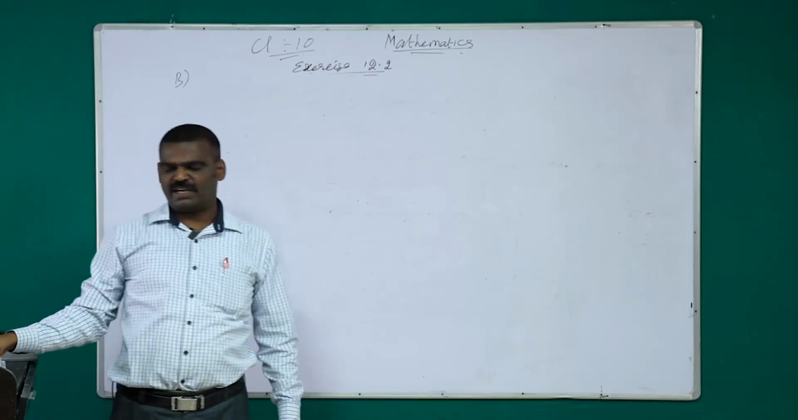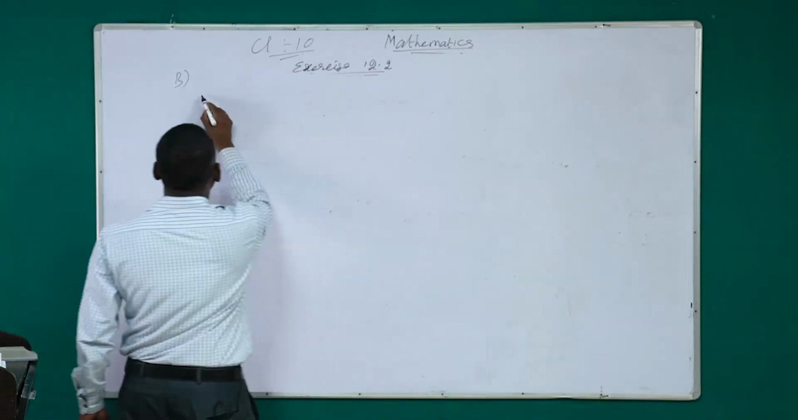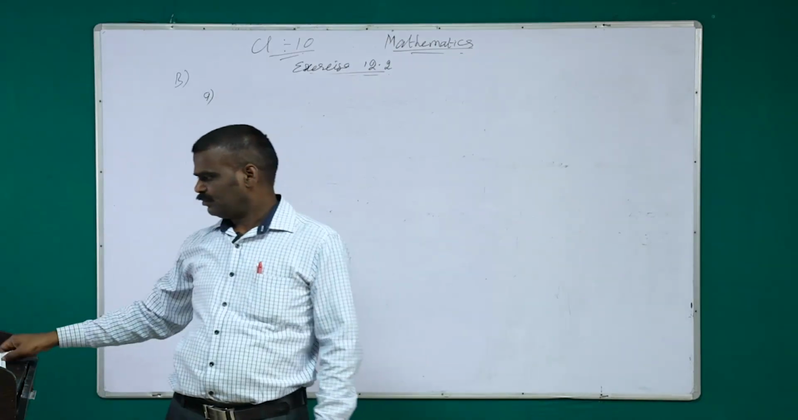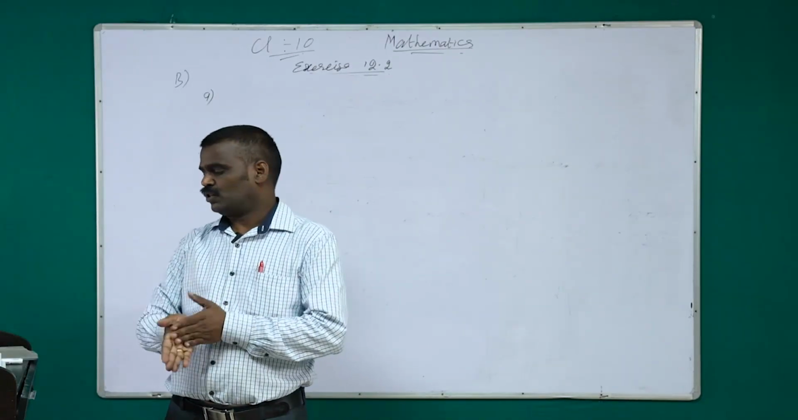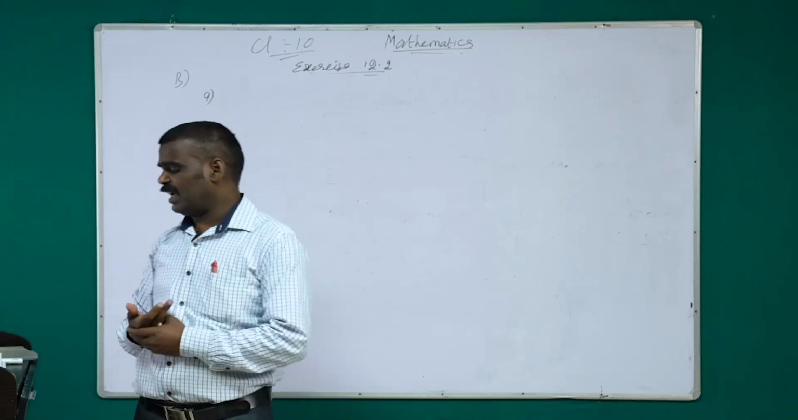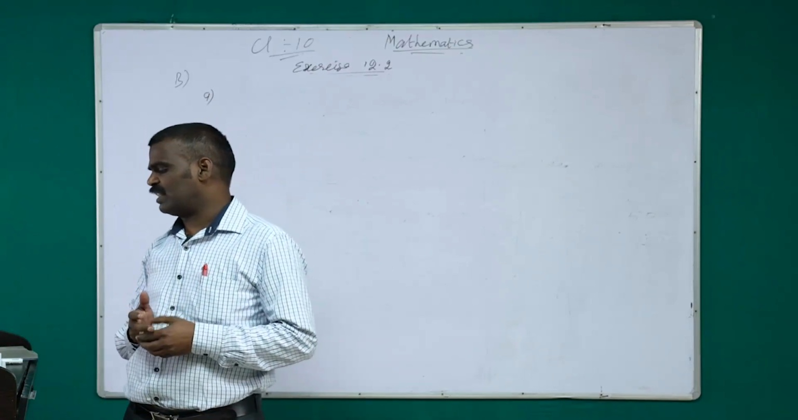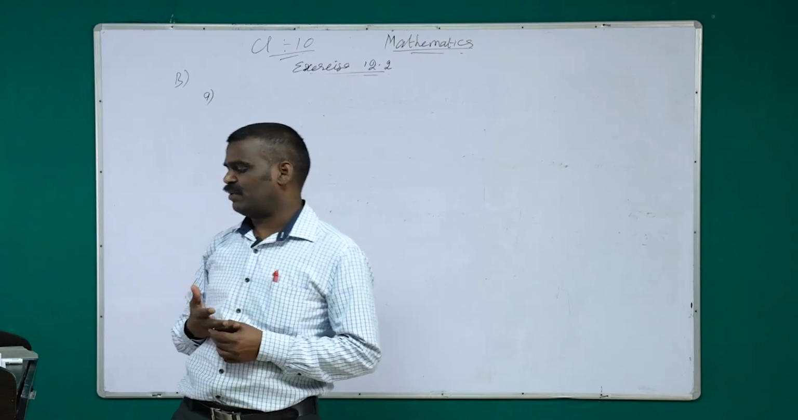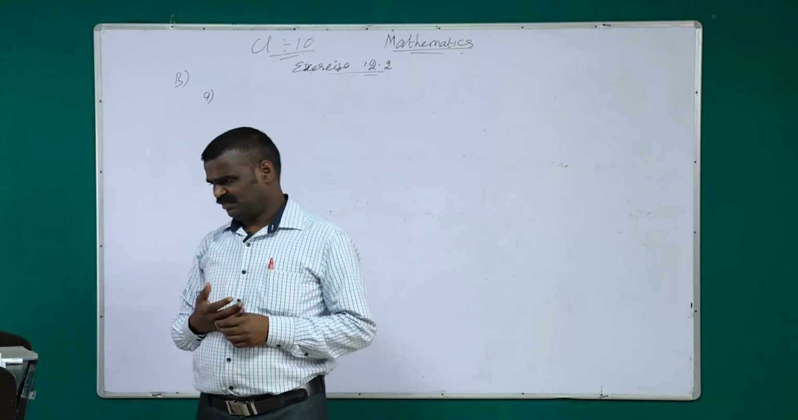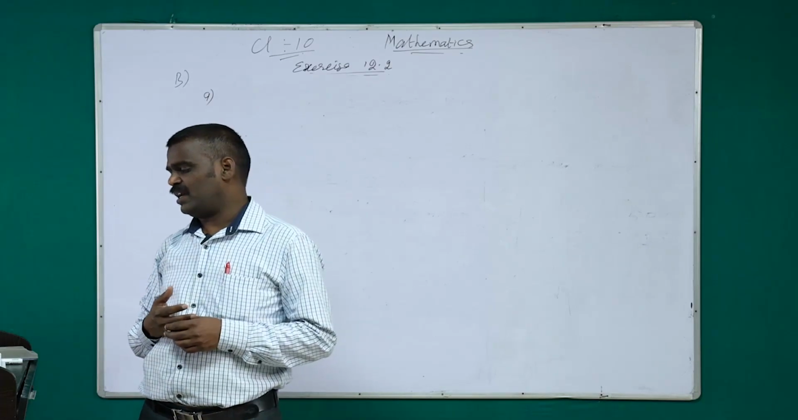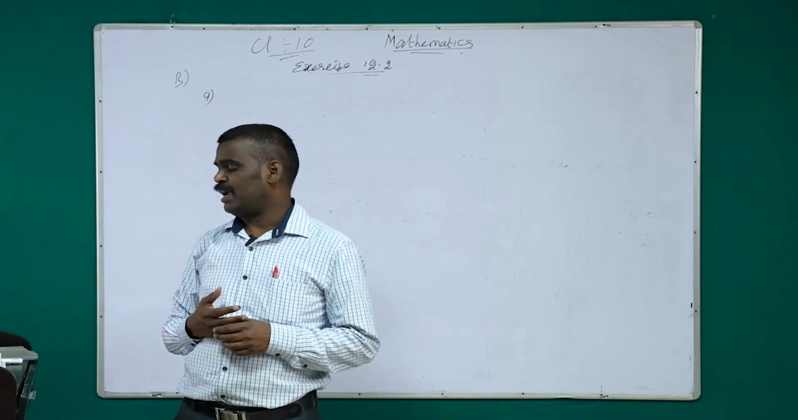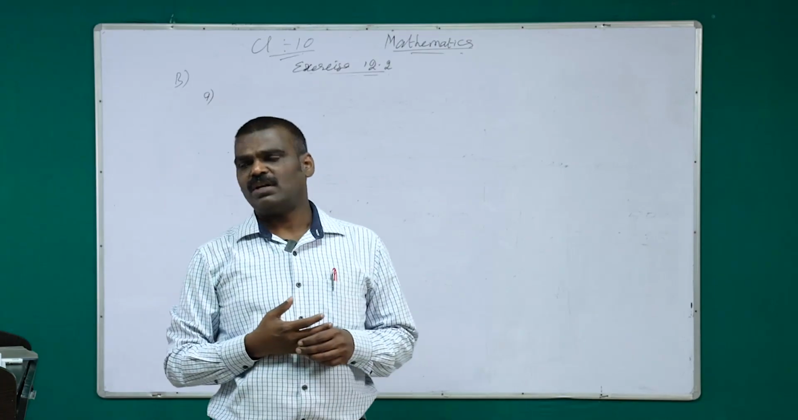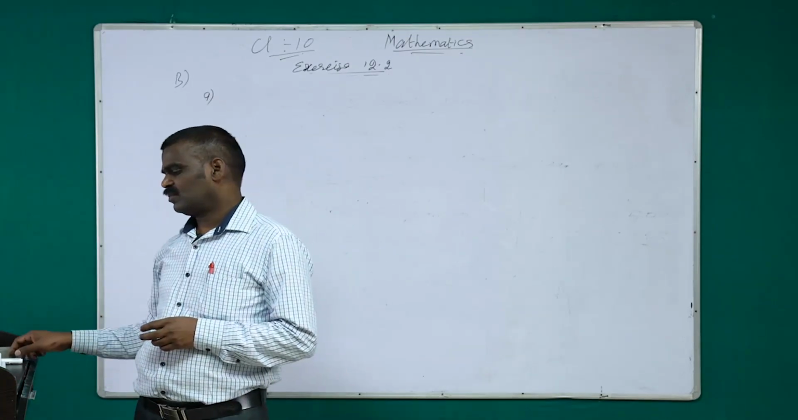Now go to question number 9. Question number 9 tells: a brooch is made with a silver wire in the form of a circle with diameter 35 millimeter. The wire is also used in making 5 diameters, which divide the circle into 10 equal sectors, as shown in the figure.